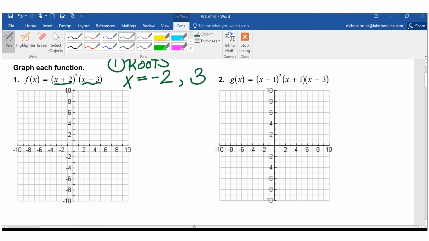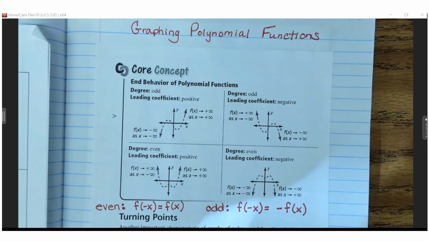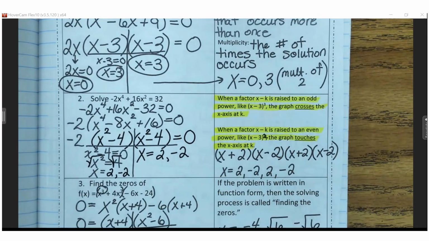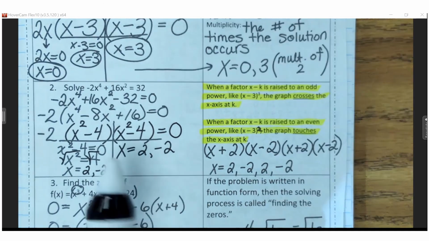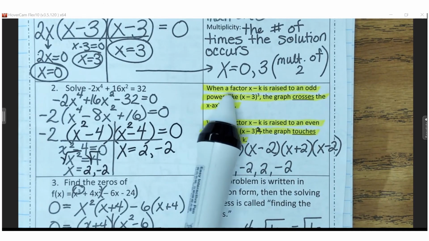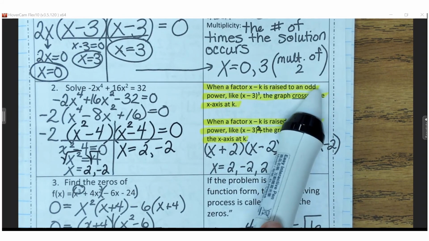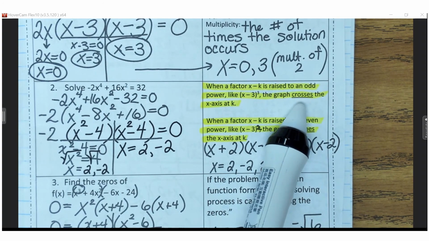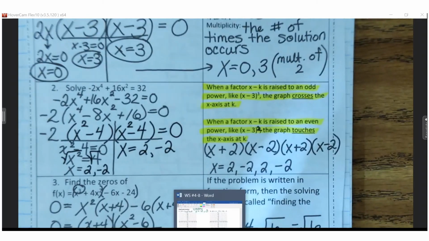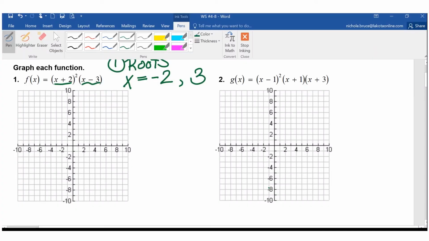Now, do you see that x plus 2 is raised to the 2nd power? I want you to look, and we touched upon this very lightly on another day. Go to page 28, the middle square over here. When a factor is raised to an odd power, the graph crosses the x-axis. So when I graph this, the fact that x minus 3 was raised to the 1st power, that is odd. That means that the line is actually going to cross the x-axis at 3.